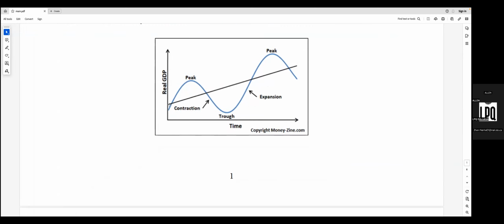Imagine the country here is the USA. The horizontal axis is a timeline, and the starting point at the left end is after the Second World War. The y-axis represents the real GDP, and this straight black line represents the average GDP growth rate.